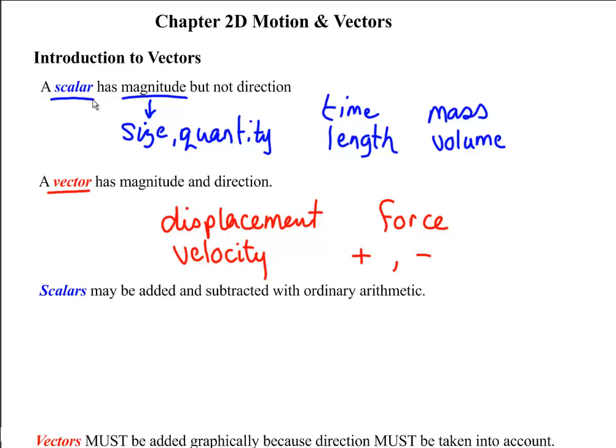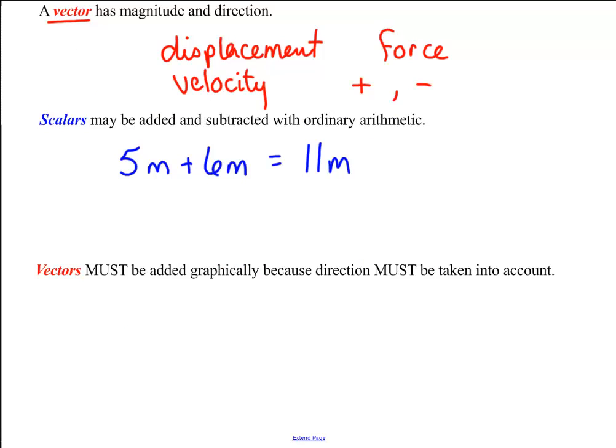So if I want to do some math involving scalars, that's just ordinary arithmetic. So if I want to take 5 meters plus 6 meters, I get 11 meters. I don't know if that 11 meters is up or down or left or right. All I know is how far it is from start to finish. When I add vectors, I have to add them graphically. Generally that means drawing a diagram because I have to take into account the direction. And when I add it with directions, I need generally to use arrows.